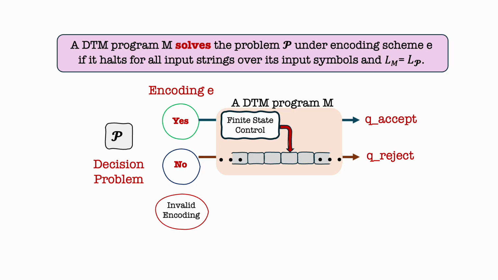Don't get confused with the third category, invalid encodings. They do not represent any instance of the problem. So, when we are discussing problem P specifically, invalid encodings are not part of the discussion. However, we already noted that the DTM halts for them as well. Since for the problem P, the DTM always halts and gives an answer, accept or reject, this problem is a decidable problem. So, why are decidable problems important?